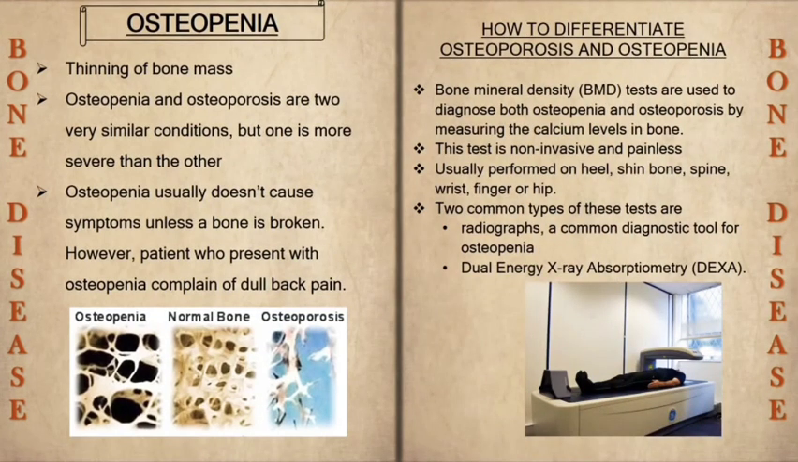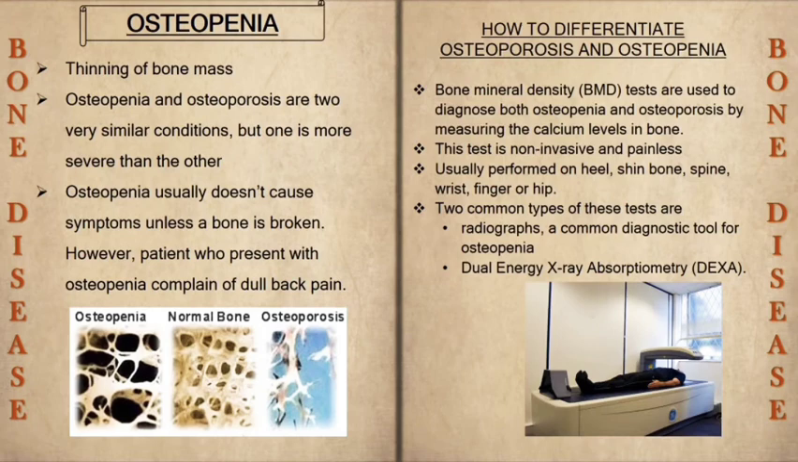The second bone disease is osteopenia, which is thinning of bone mass. Osteopenia and osteoporosis are two very similar conditions, but one is more severe than the other. Osteopenia usually doesn't cause symptoms unless a bone is broken. However, some patients who present with osteopenia complain of dull back pain. From the picture shown, you can see the difference of holes and spaces between osteopenia and osteoporosis.